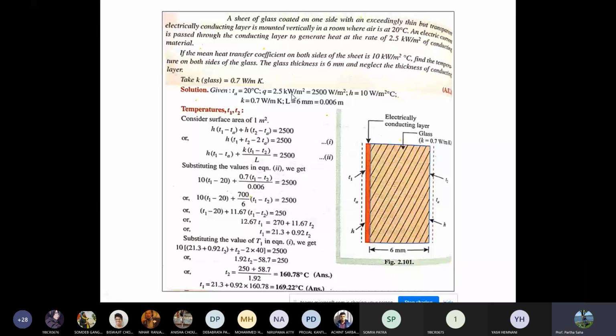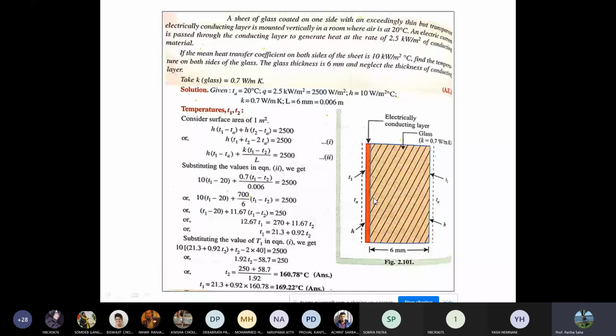And then H, that is the convective heat transfer coefficient, right? Heat transfer coefficient both sides of the sheet given 10 watt per meter square C. K for the glass, and then L, 6 millimeter. You can see glass thermal conductivity given, the thickness of the sheet is given 6 millimeter. Then convective heat transfer coefficient given H. We are considering the temperature at both sides T1 and T2. Ambient temperature is given how much? 20 C. Right. So it's a problem similar to what we did.